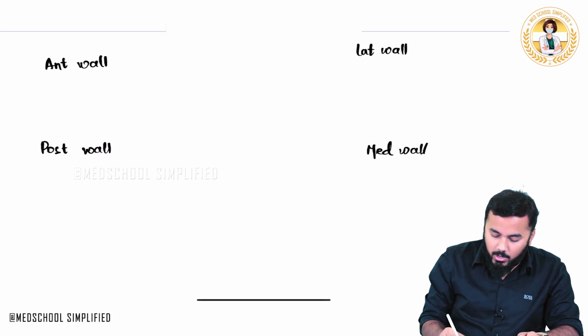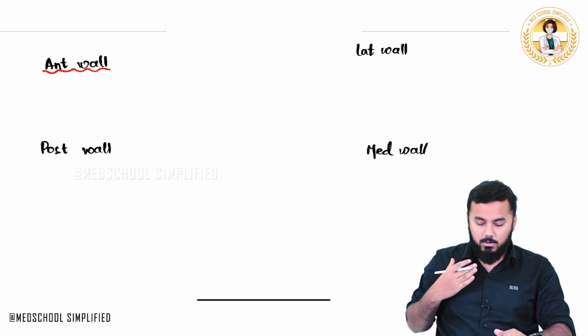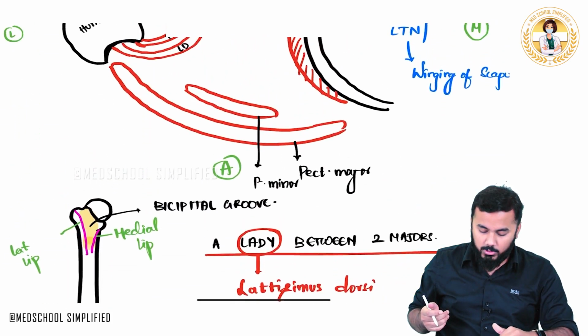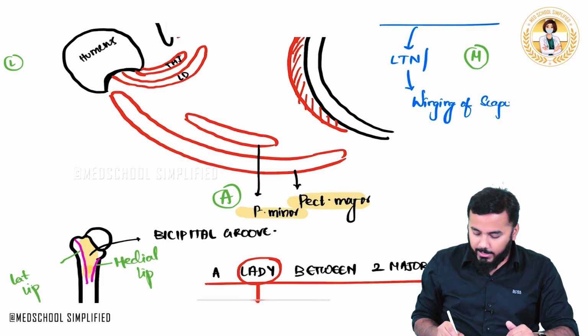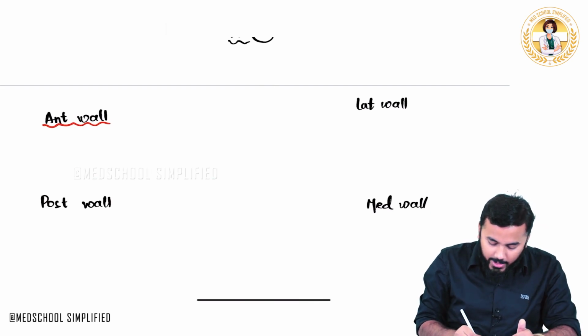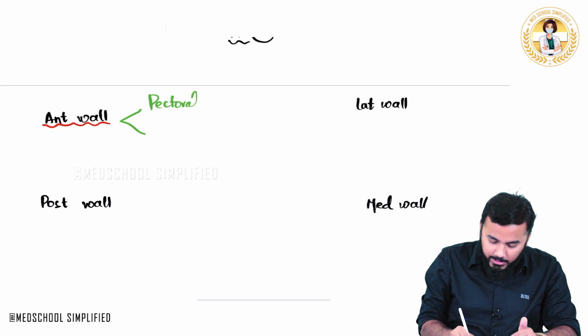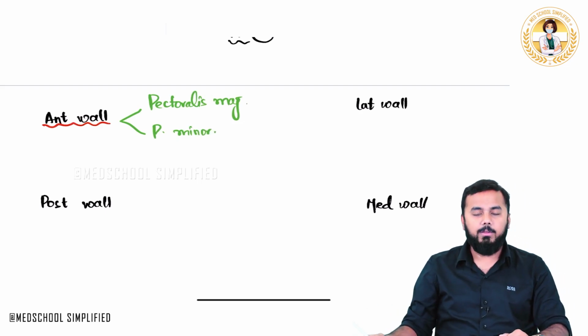Now, what are the structures that are present in the anterior wall? Pectoralis major as well as pectoralis minor, right? So can I write it down? The anterior wall of the axilla is formed by two muscles: one is pectoralis major, and another one is pectoralis minor.